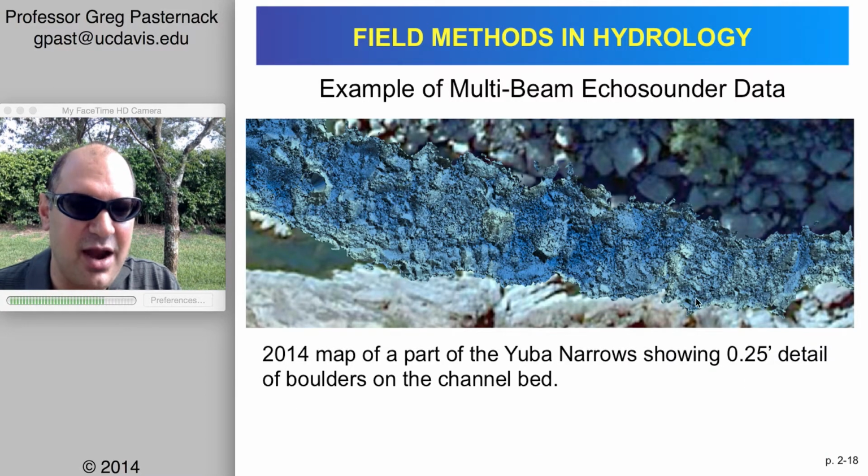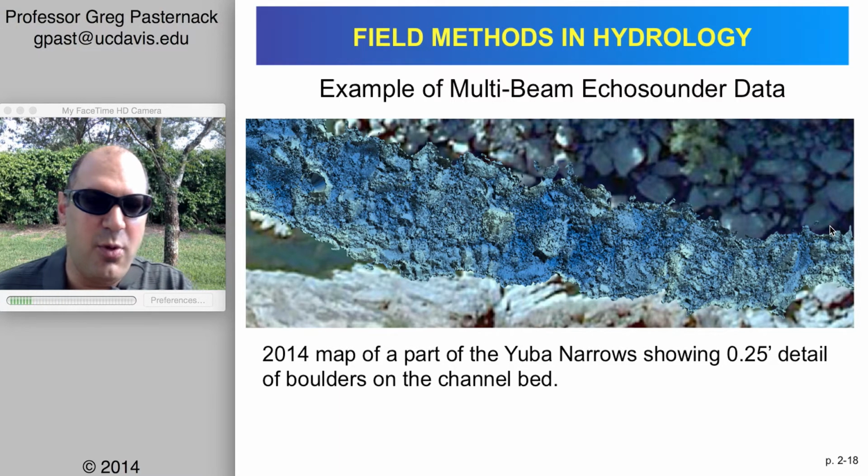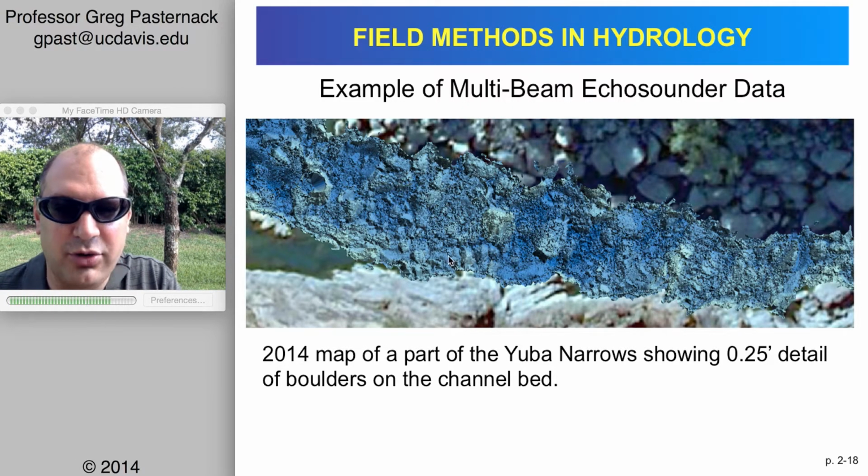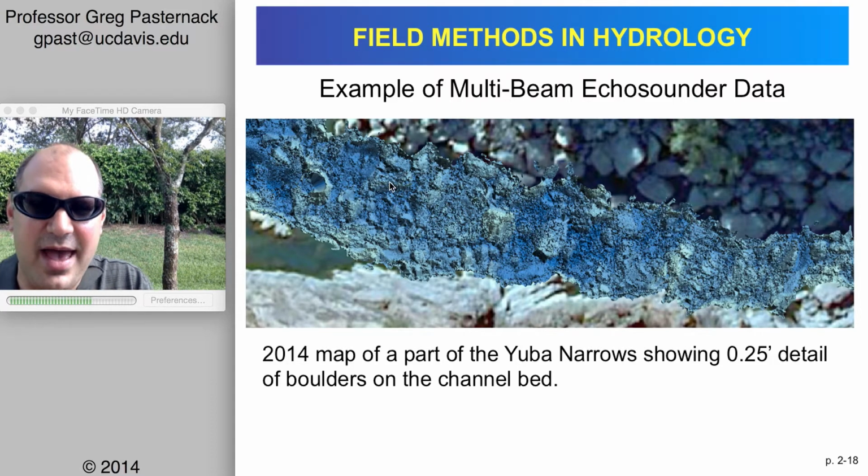This is a relatively narrow canyon. We have a quarter-foot spacing here between points. And so what you can see is, as we're going down, I know you can't really get a sense of scale, but the width here is, I don't know, like 100, 150 feet, something like that. And so as we go down here, you can see we can make out individual boulders and cobbles on the channel bed.